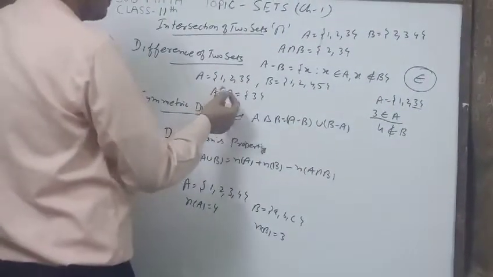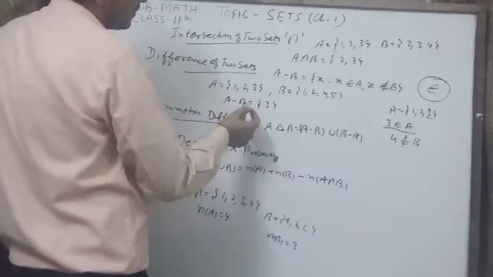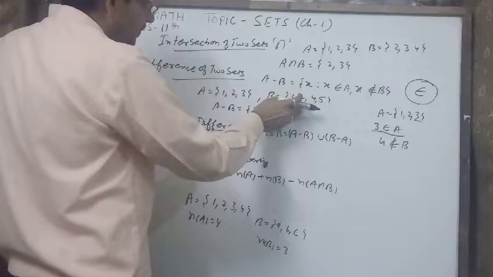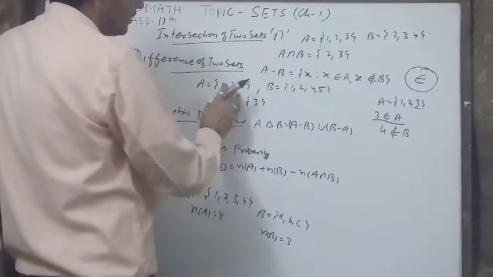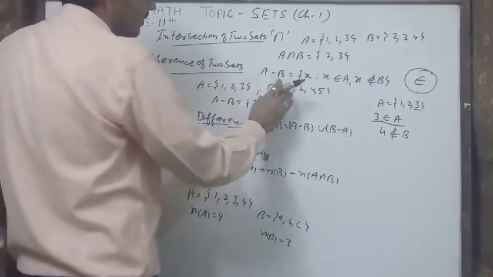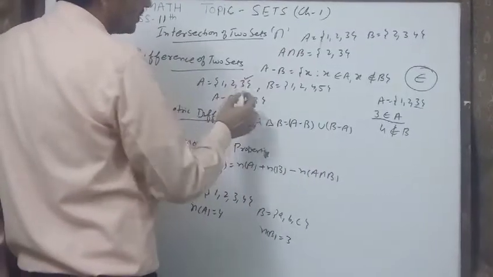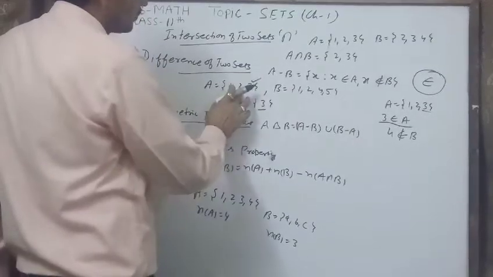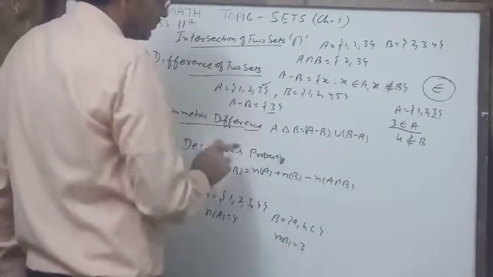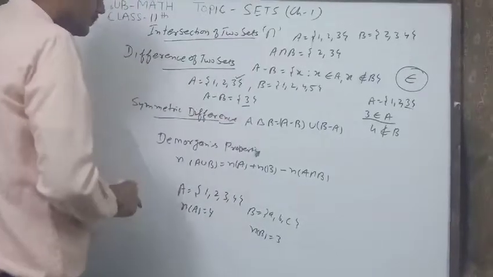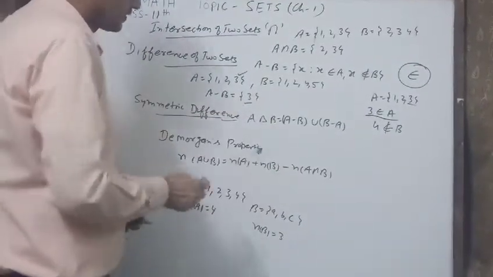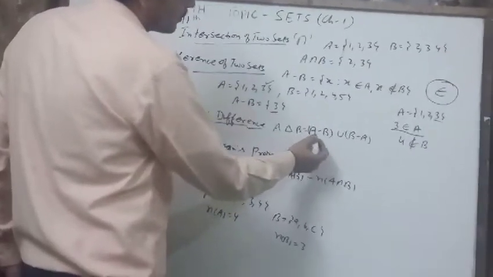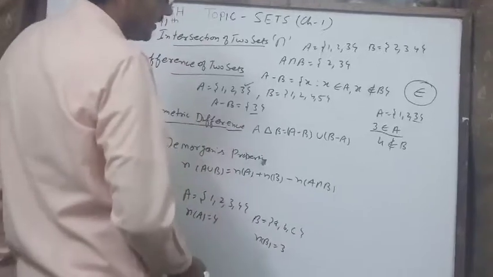So A minus B, those elements which are not in B, right? A minus B means those elements which are in A but not in B, right? 3 is the only element which exists in A but not in B. 1 and 2 also exist in B, right? A minus B is the difference of two sets. Symmetric difference of two sets is denoted by triangle. A symmetric difference B equals A minus B union B minus A, right?